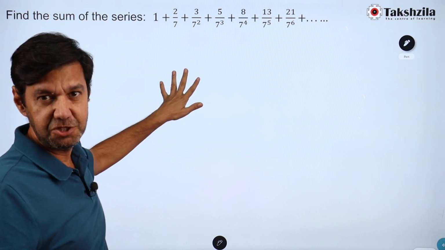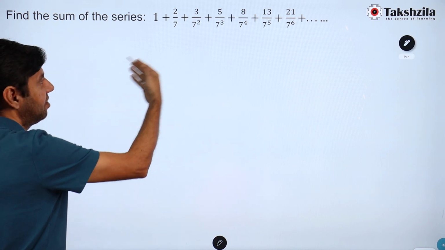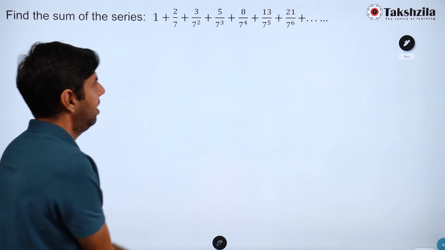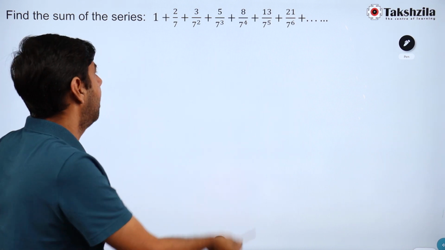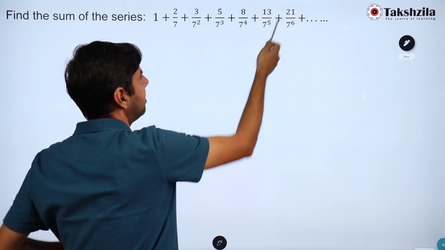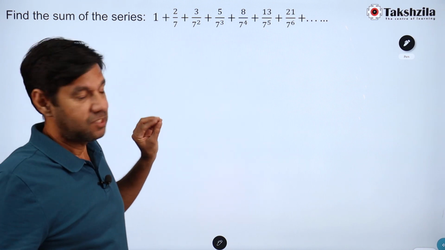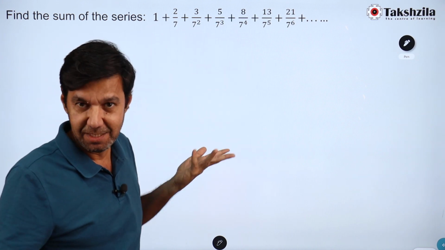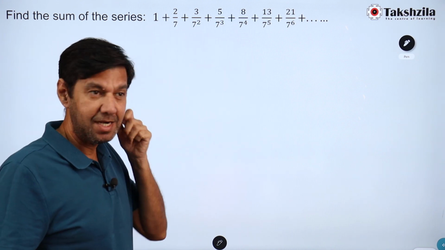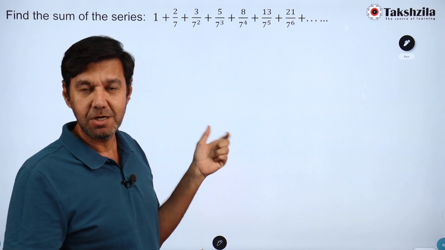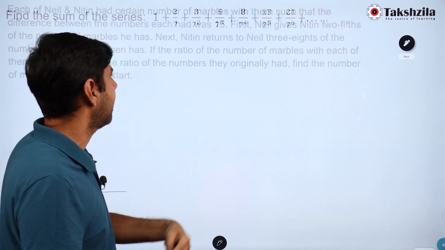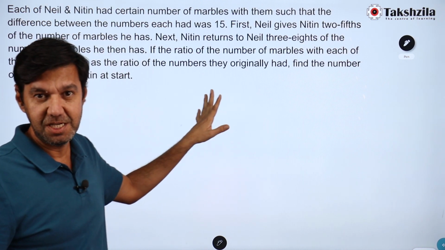One, a tough question. Find the sum of this infinite series. The denominators you can see are in a GP, but the numerators are not in an AP. So you might be able to recognize the series. I expect you to do that. But in spite of knowing what the series is, solving it can be very tough. So do try it.